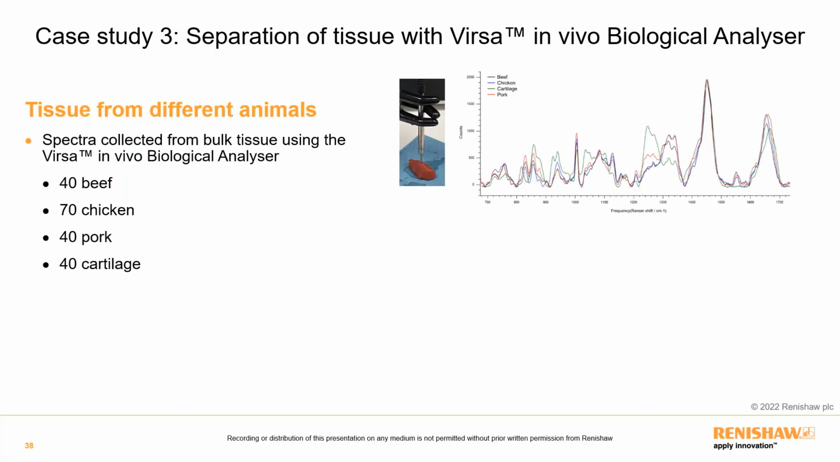Spectra were collected from bulk tissue, and in total, 40 spectra were collected from beef muscle, 70 spectra were collected from chicken breast, 40 spectra were collected from pork muscle, and 40 spectra were collected from chicken cartilage.